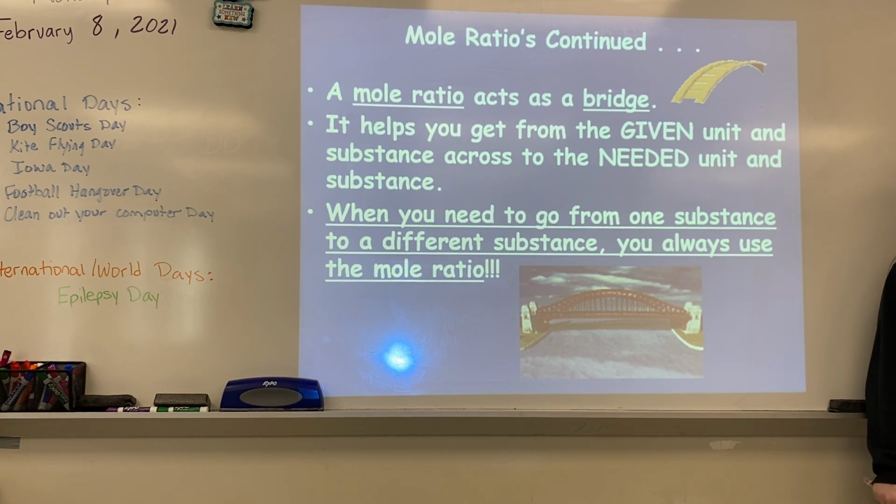Okay. So you have to have your balanced chemical equation, you have to have your coefficients, and you have to have your mole ratio. Those 3 things you have to have to do any of these problems.